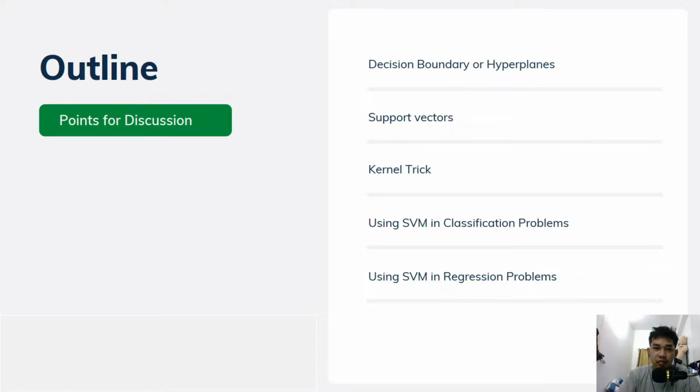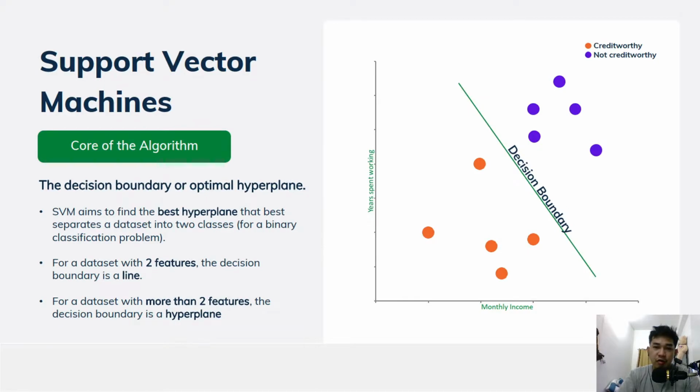So what are the points for discussion? We are going to discuss the decision boundary or hyperplanes and learn more about support vectors and the kernel trick. We'll also be seeing an example using SVM in scikit-learn for classification problems, as well as for regression problems.